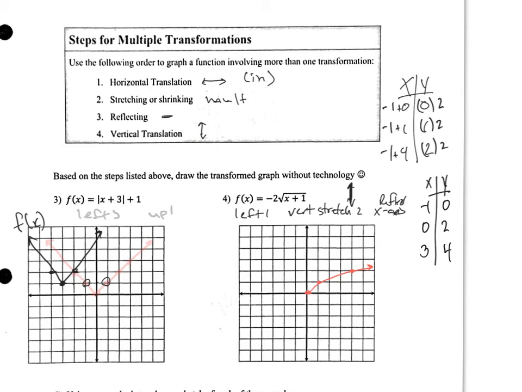Now, when you reflect over an axis, you change the signs on the other number. So since we're reflecting over the x-axis, you change the signs on the y. I'm not going to make it negative 0. You can if you want to, but that's really not a thing. So now I'm going to graph this.